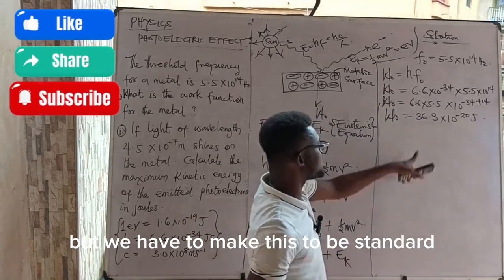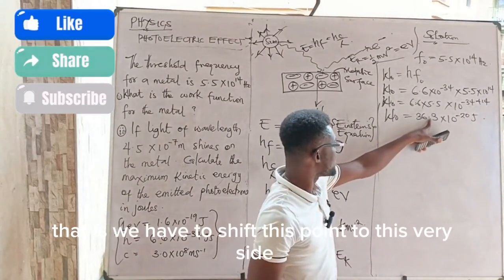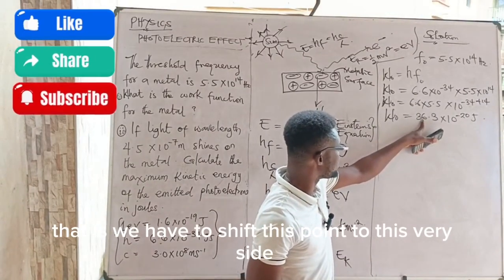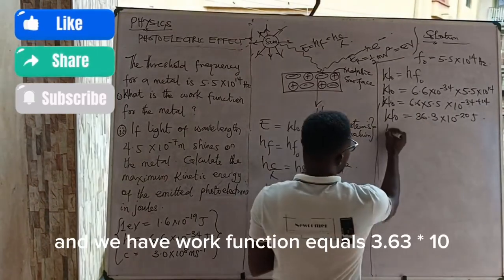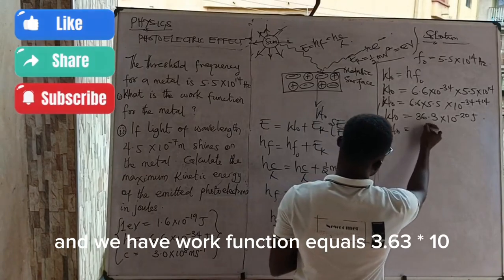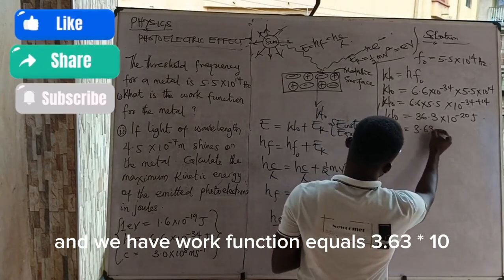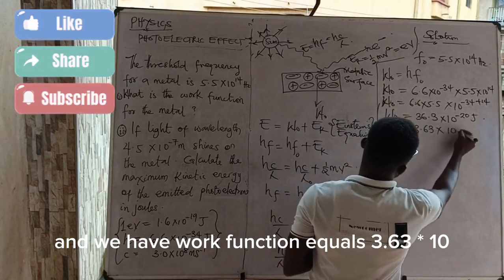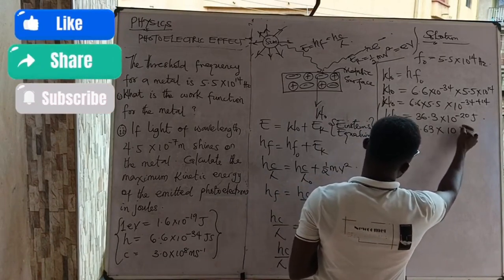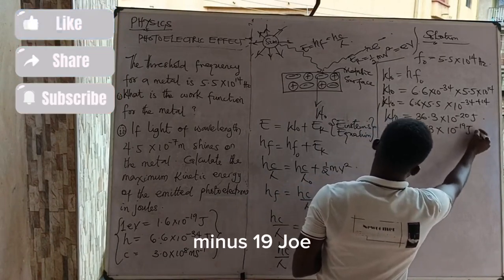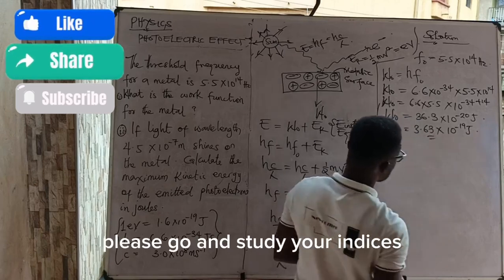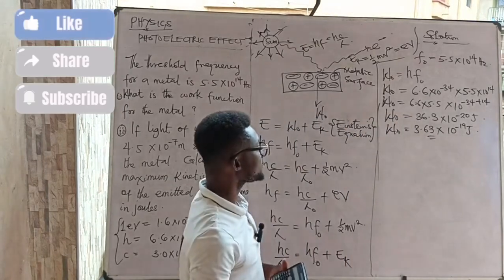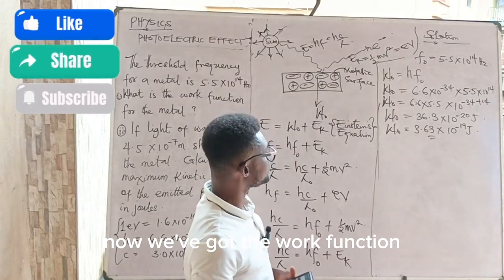But we have to make this standard. That is, we have to shift this point to this very side. Hence, we have work function equals 3.63 × 10^-19 joule. Please go and study your indices. Now, we've got the work function.